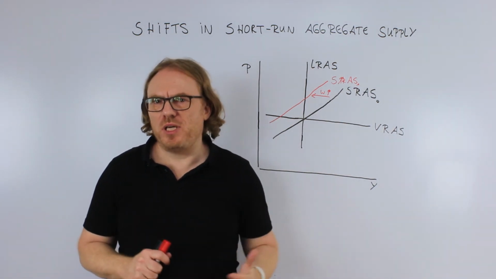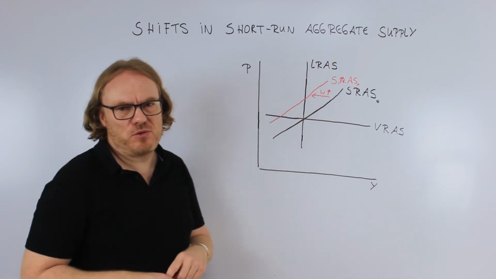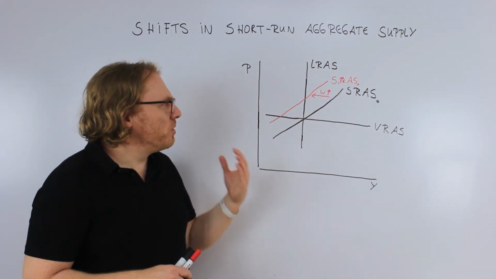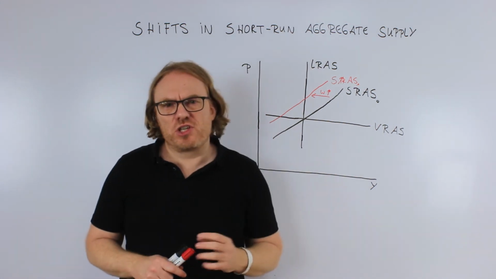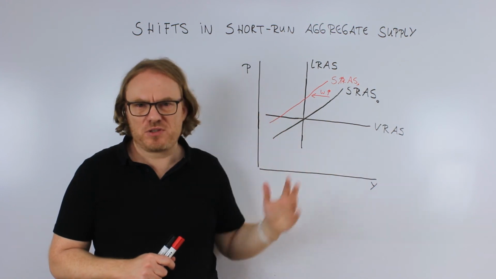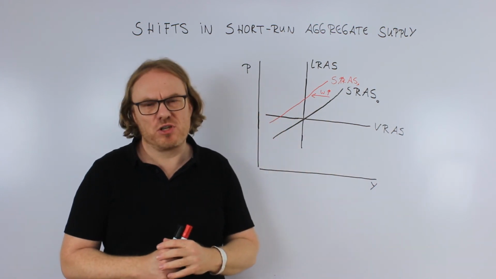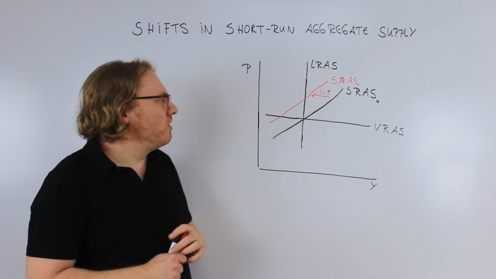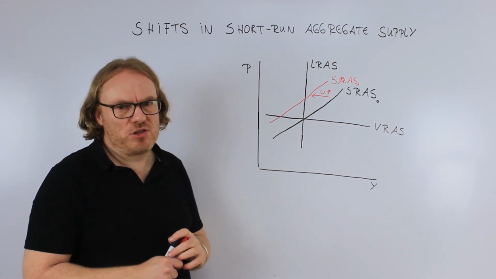And yes, there are other input factors like the interest rate, for example. And it's always important to see, once the production costs rise, the short-run aggregate supply moves to the left. Once they go down, production costs go down, then the short-run aggregate supply is going to be shifted to the right.